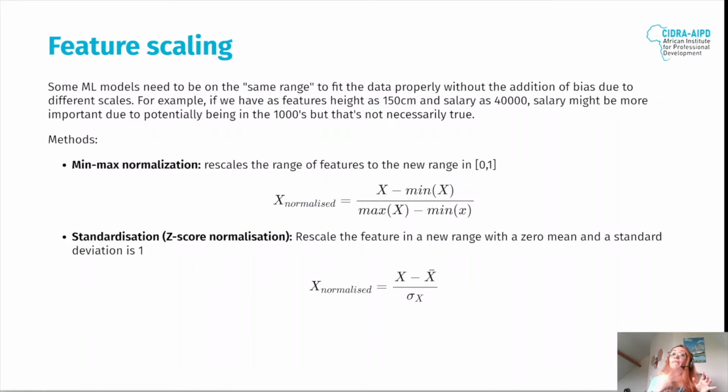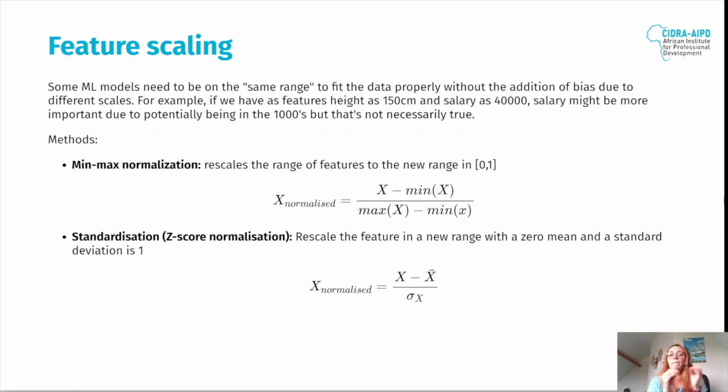But that might not be true. Actually, height could be better, but the model is going to hide that information just because of the difference in ranges. So that's why we need to transform the numerical values to the same range. There are a few methods that we could use. One of them is what we call min-max normalization, or just normalization, which means that we are scaling everything to a new range between 0 and 1, and this is the formula.